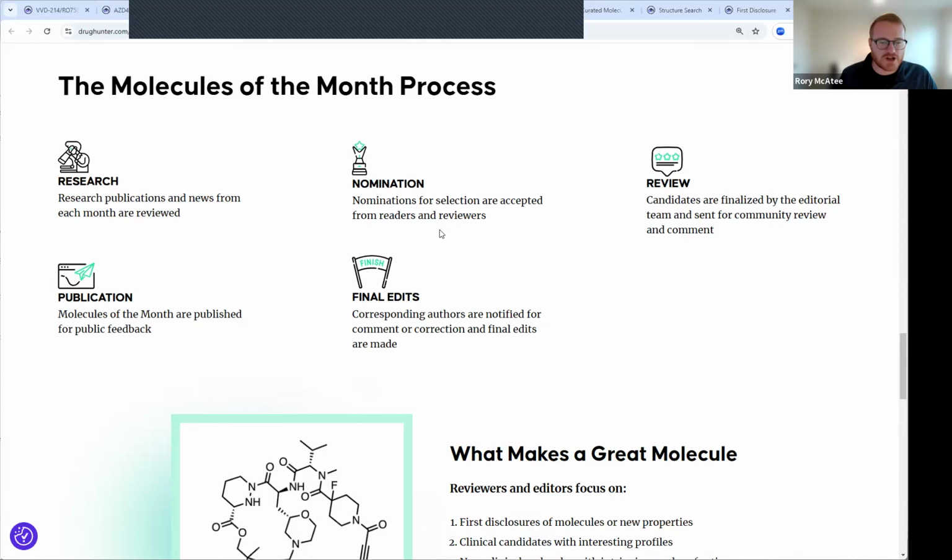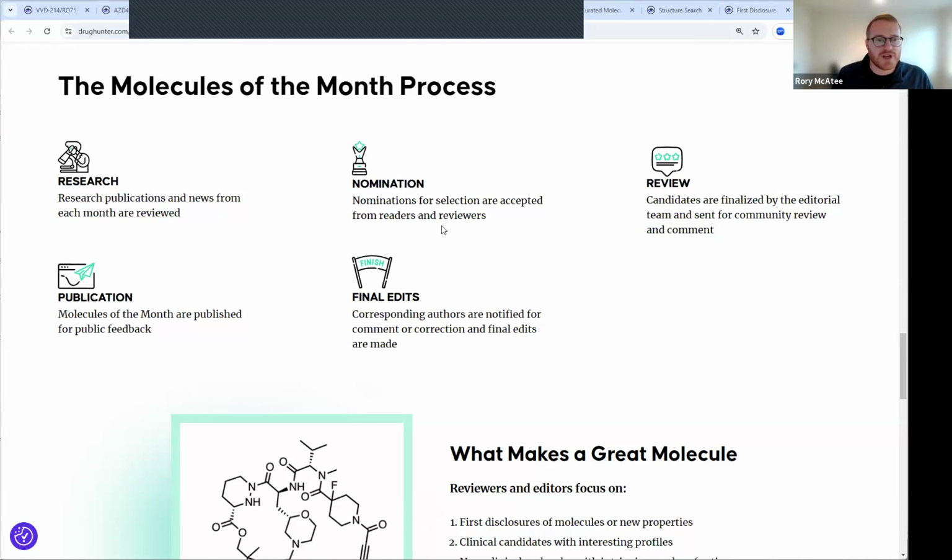And then there's some variation in maybe some of the later molecules. So then we have an open discussion on why we think these molecules are warranted as a top 10. From that process, we finalize our top 10, send it out to our reviewer community, and allow the reviewers to provide feedback on our top 10 molecules.